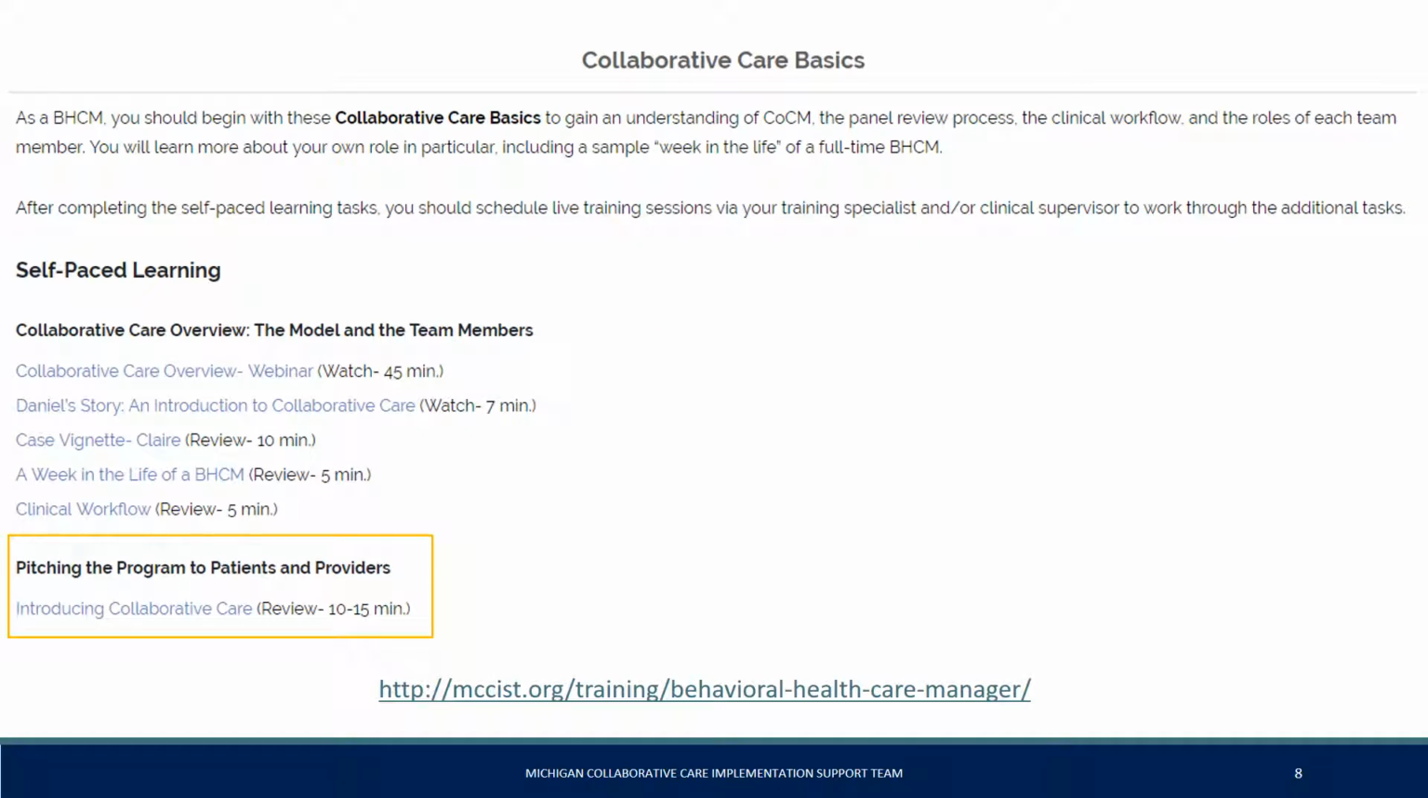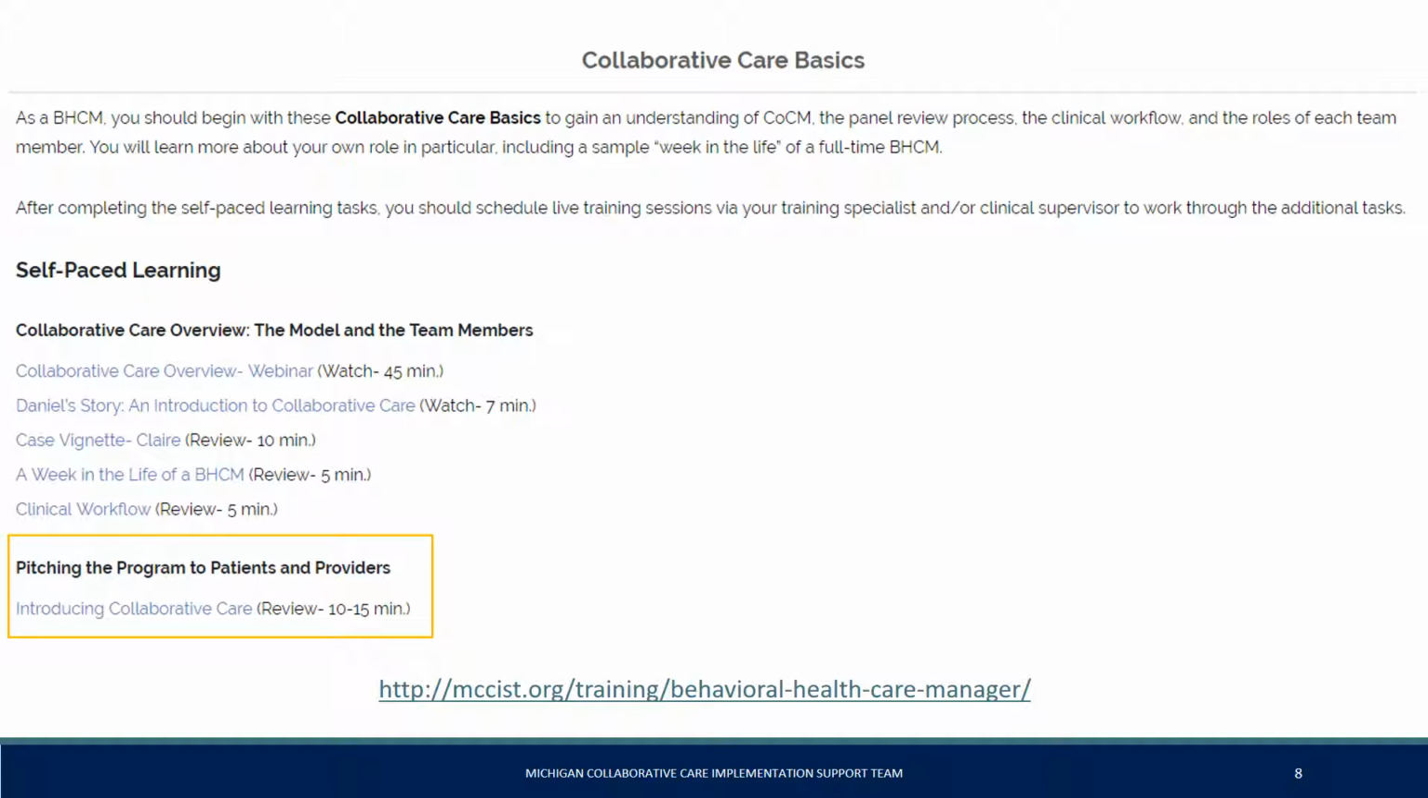On our website, under the Behavioral Health Care Manager training page, we do have a document available titled Introducing Collaborative Care, which helps the care managers to formulate their pitch, both to patients and to providers, in talking about the collaborative care program. This is something that is definitely worth practicing prior to doing your first enrollment of a patient in collaborative care, and it can take a balance between making sure that you include the necessary information as well as making it feel comfortable for you in terms of your clinical style.